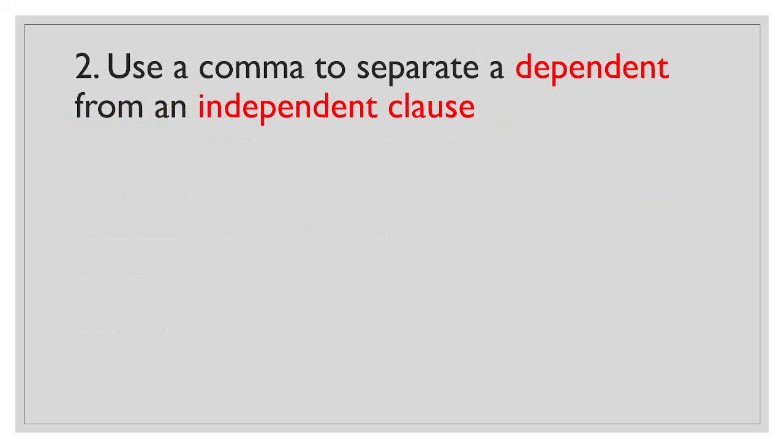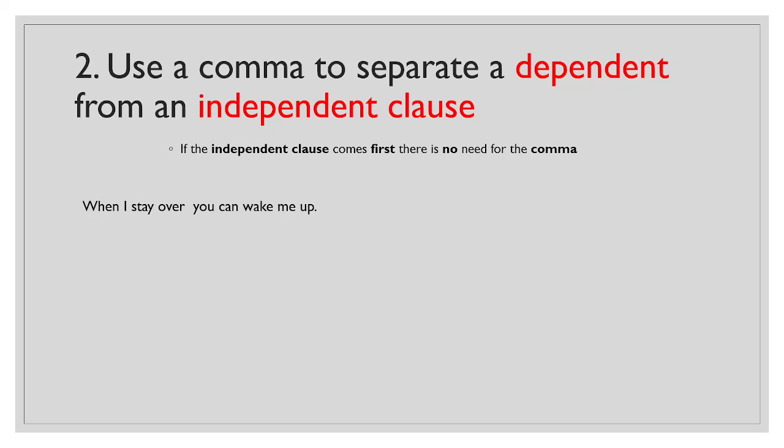You can use the comma to separate a dependent from an independent clause. So something dependent needs something else. So in this sense, it needs an independent clause in order for it to make sense. An independent clause can stand on its own. But if an independent clause comes first in a sentence, then you don't need to use the comma because the sentence will make sense. When I stay over, you can wake me up.